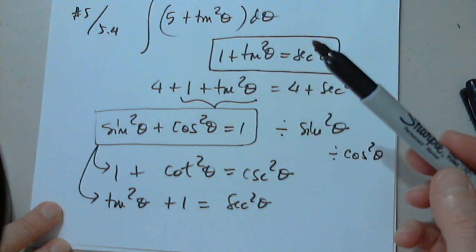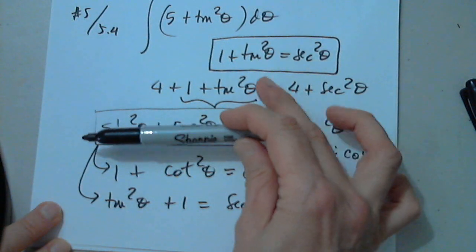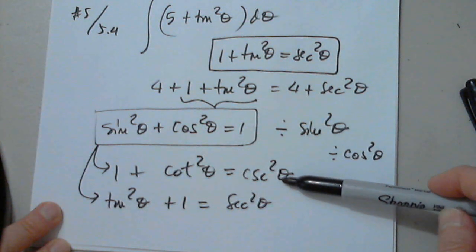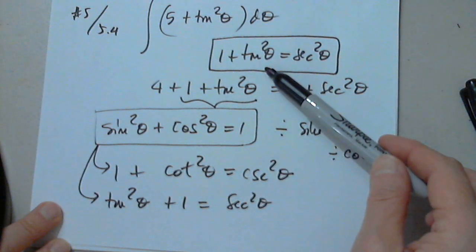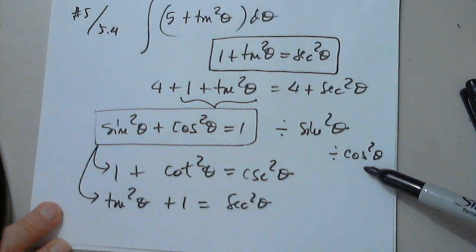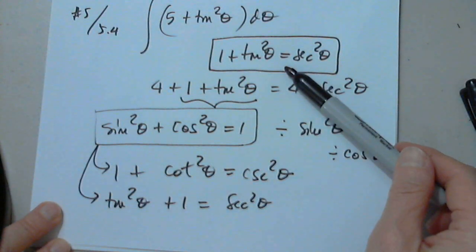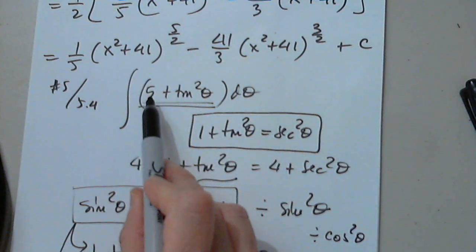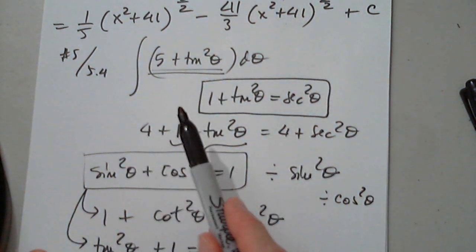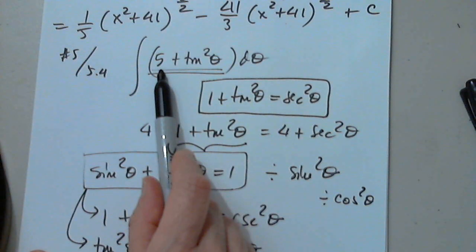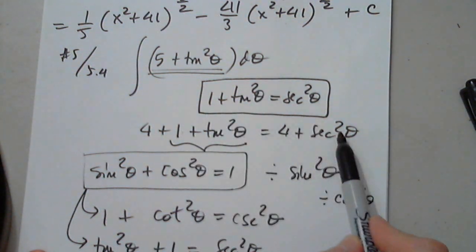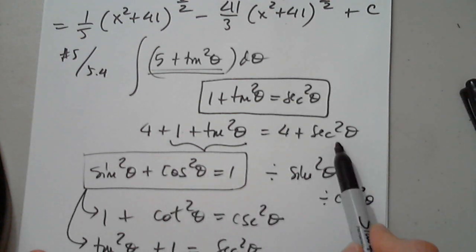You don't have to memorize anything, basically. Once you know this, you divide by sine squared and you see what you get. But this is not the one we need. So if we divide both sides by cosine squared, this is exactly what we need. So we will be replacing 5 plus tangent squared by 4 plus 1 plus tangent squared. But 1 plus tangent squared is secant squared. So we have 4 plus secant squared.